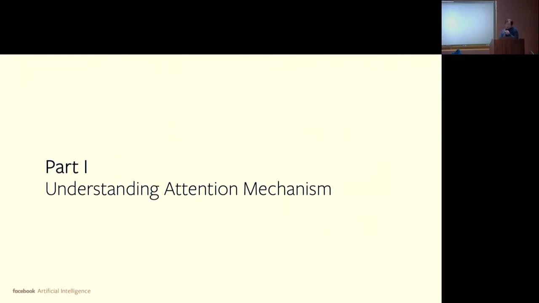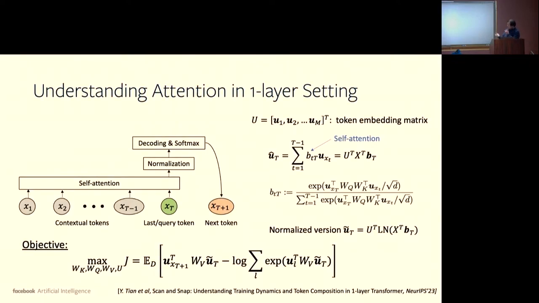So the majority of this lecture is going to talk about how we should understand this mechanism. We basically talk about two papers. There's one paper called Scan and Snap that was accepted at NeurIPS 2023, and we have a follow-up paper called JoMA, accepted at ICLR, talking about understanding transformers.